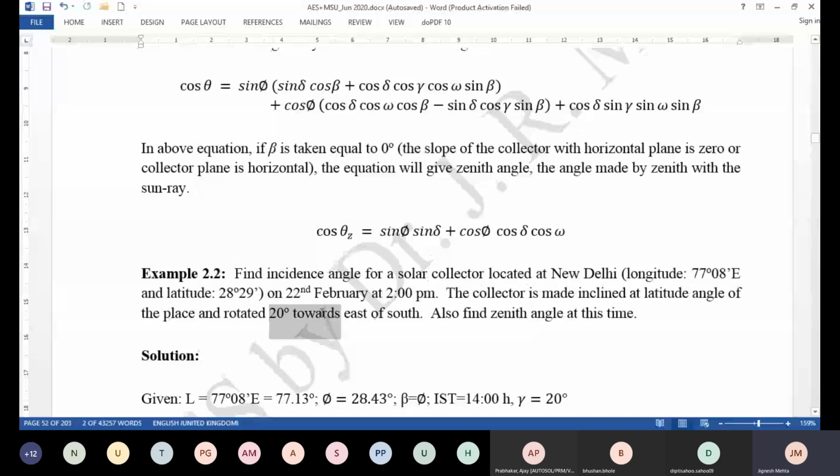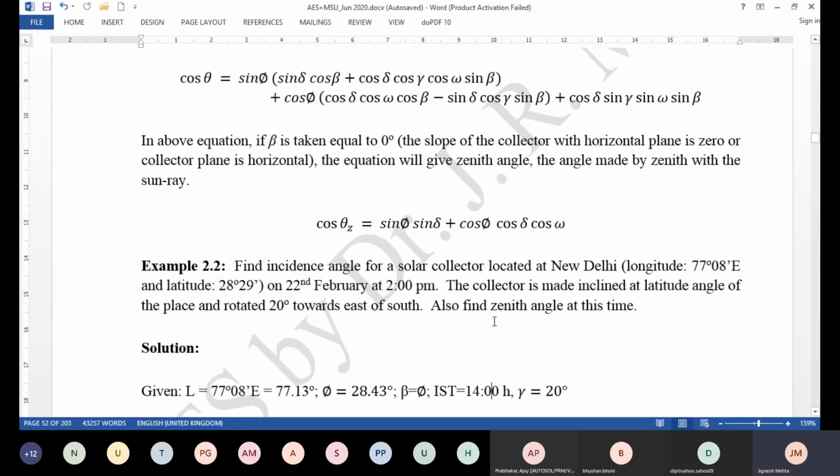And how much is your gamma? It is 20 degrees east of south. So your gamma is equal to 20 degrees positive. When it is towards east, it is positive. And also find the zenith angle at this time.